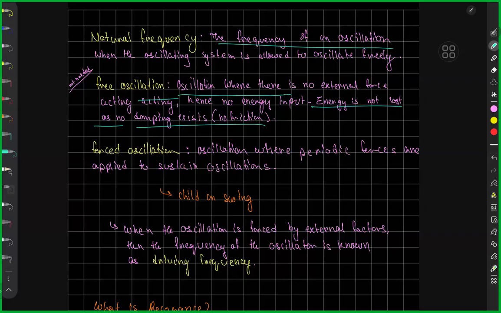Now, what is a forced oscillation? I'll show this to you. But basically, it is where the oscillation is driven by a periodic force applied to sustain that oscillation. Let's say you have a child on a swing.